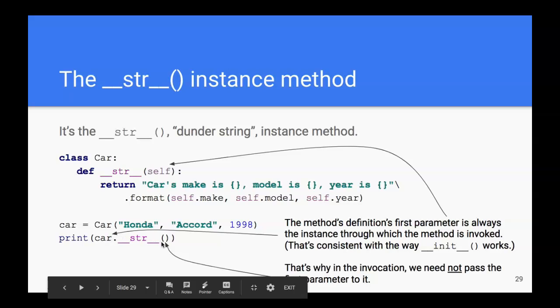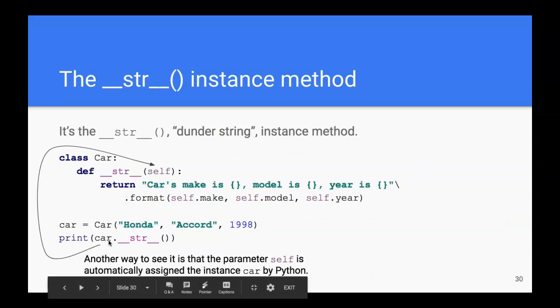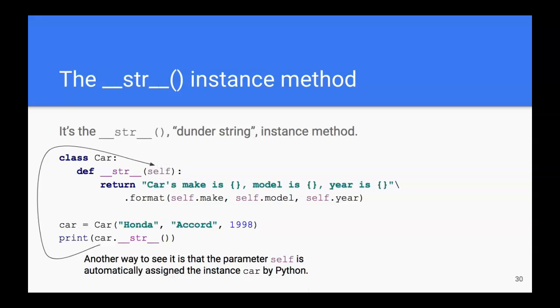So that's why, again, in the invocation, we don't really have anything inside the parentheses, because self is automatically assigned an instance, or the instance, right? Another way to see it is basically this instance is automatically assigned to the parameter self. And we're going to see this in all the instance methods that we're going to define.